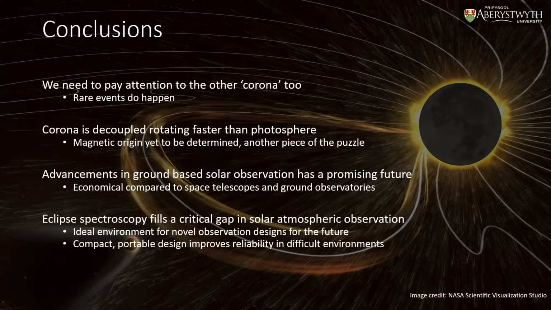Additionally, the corona appears to be decoupled, and due to the plasma nature of the iron ions that we measured, we can at least say that the reason for this is magnetic in nature. It may not mean too much on its own, but as a part of the bigger coronal heating puzzle, it could be a key piece of information.